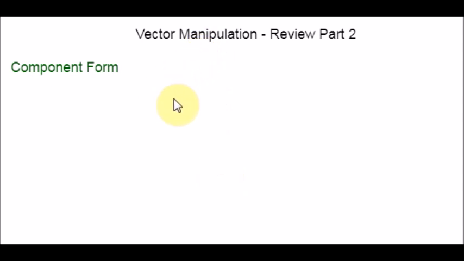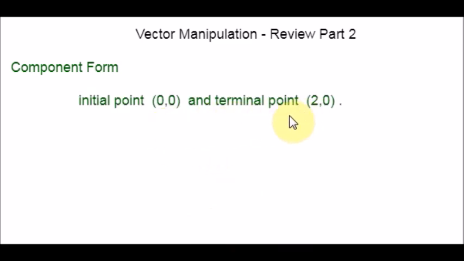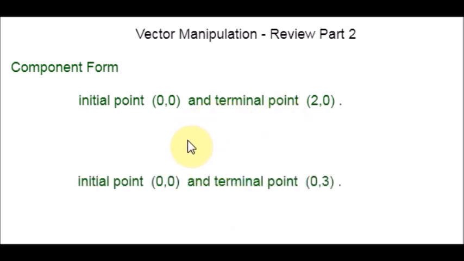For example, consider this initial point and terminal point. The position vector for this initial point and terminal point will be 2 minus 0, 0 minus 0. That is (2, 0). Okay, that is the vector. I'm just taking two vectors which should be formed. The first one has the initial point (0, 0) and terminal point (2, 0). And the second vector will have an initial point (0, 0) and terminal point (0, 3).